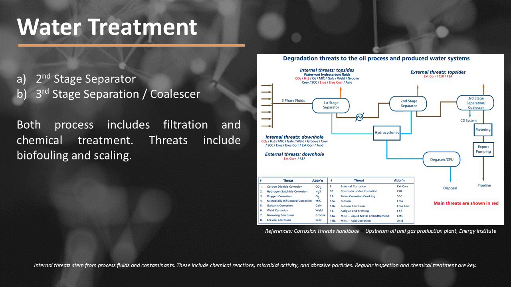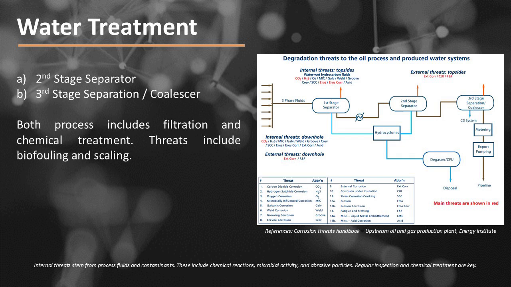Internal threats stem from process fluids and contaminants. These include chemical reactions, microbial activity, and abrasive particles. Regular inspection and chemical treatment are key. Water treatment, stage 2 and 3 in detail. Let's focus on the third stage separation or coalescer and associated threats.